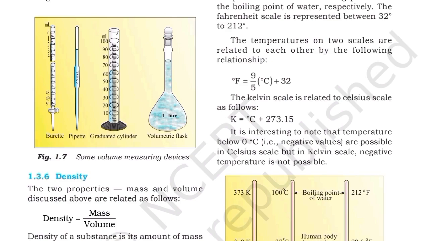It is interesting to note that temperatures below 0 degree centigrade, that is negative values, are possible in the Celsius scale, but in the Kelvin scale, negative temperature is not possible.